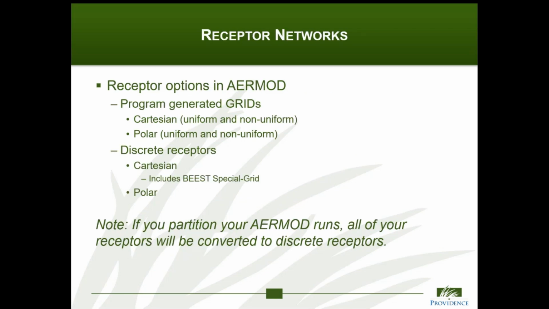Okay, so before we get into the receptor networks, let me tell you about what receptor options are available in AERMOD. When you put receptors into AERMOD, you can put in program generated grids. This is where you tell it, this is the southwest corner of the grid, and this is the spacing I want for my grid. You can do program generated grids in a Cartesian format or in a polar format. And within that, there's a subcategory of uniform Cartesian and non-uniform Cartesian, and the same uniform and non-uniform polar grids. The uniform Cartesian grids are all evenly spaced.